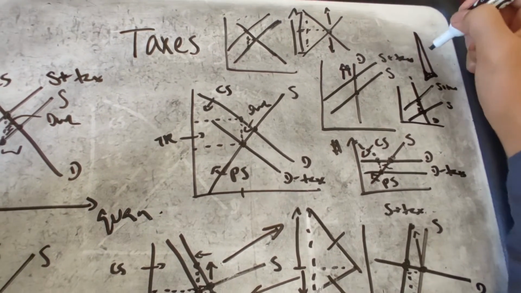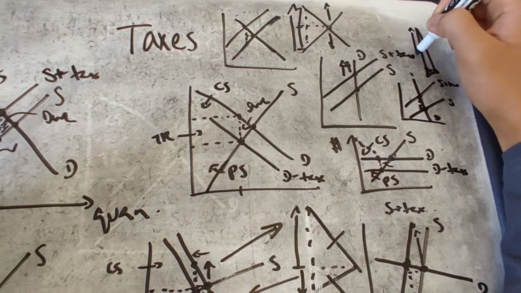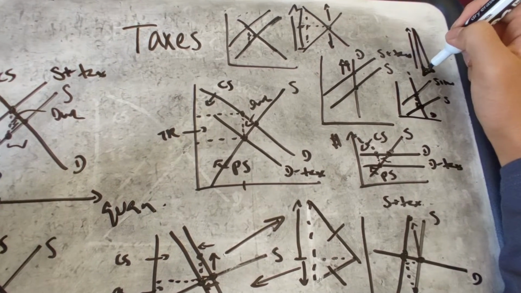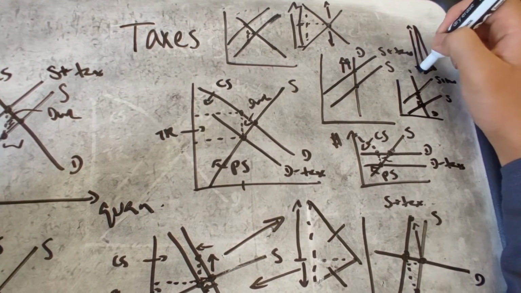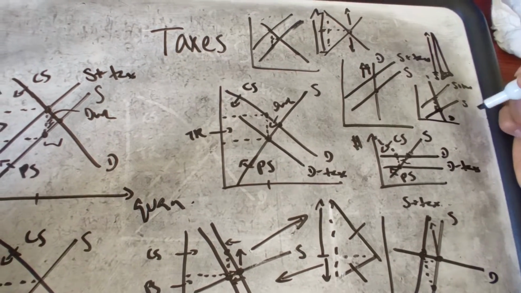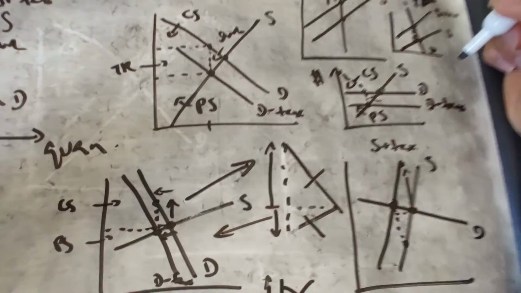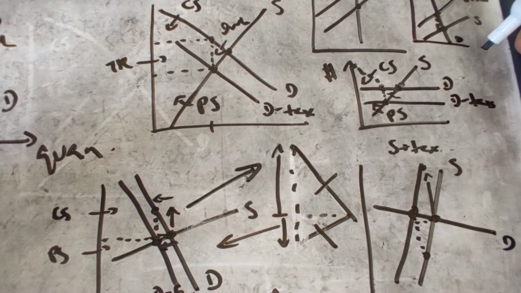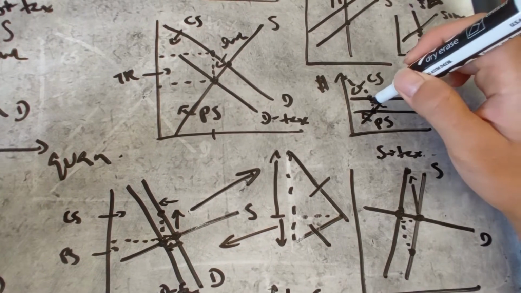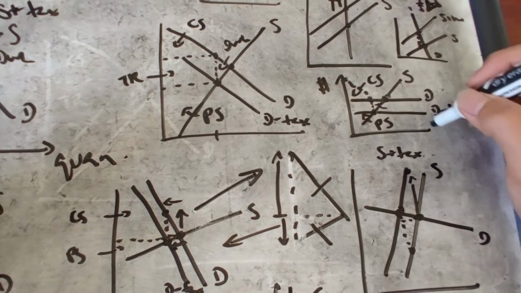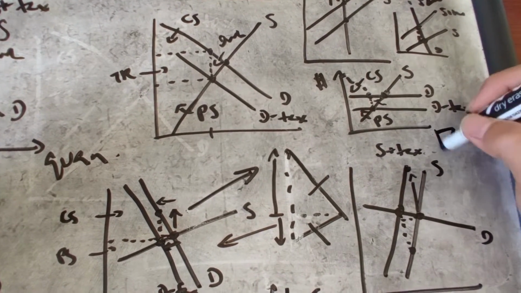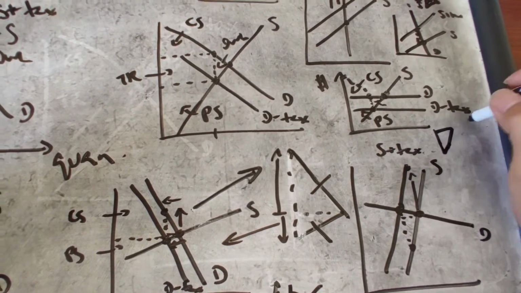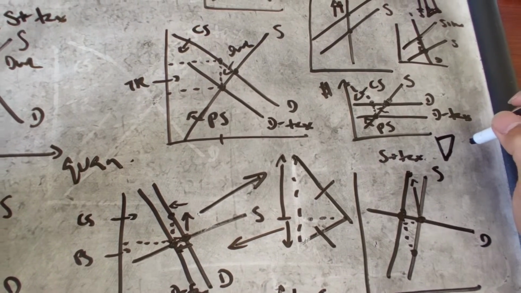So it will result in this whole section being paid by the buyer, and this small section being paid by the seller. And let's take a look at what happens in a perfectly elastic one. In this case, the deadweight loss, that's this part over here. That's entirely on the producer side.